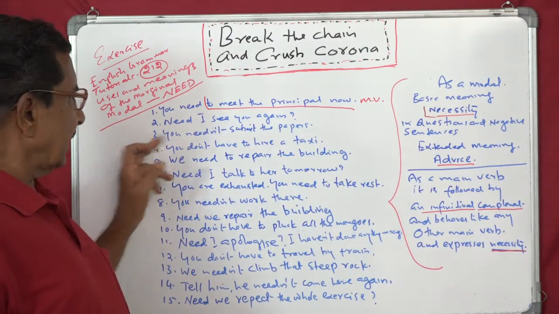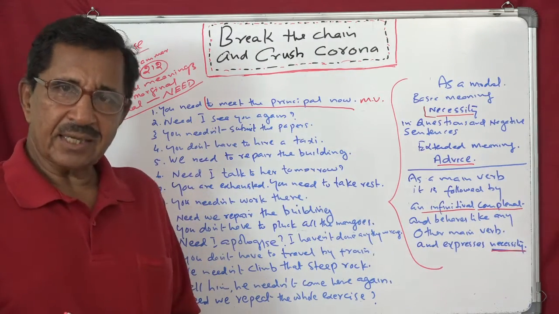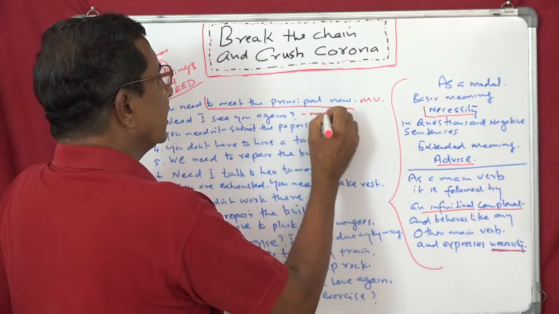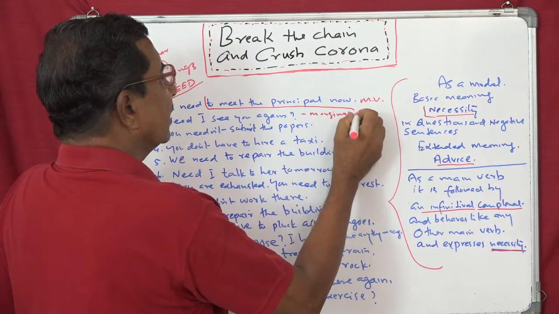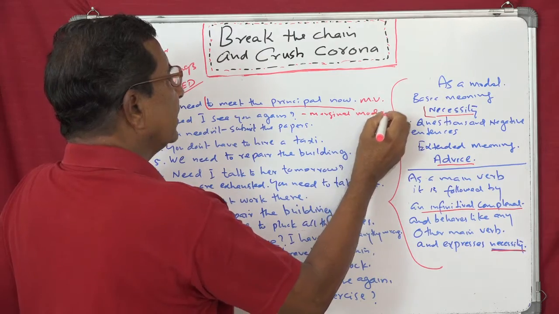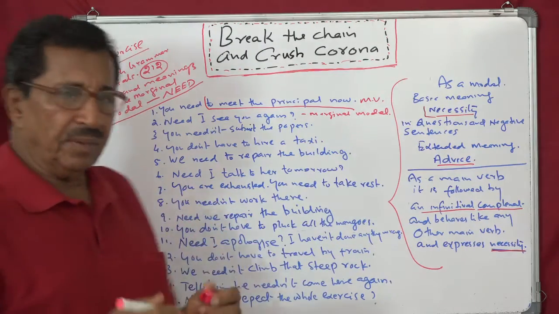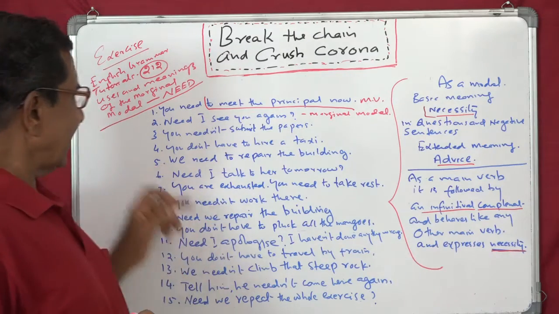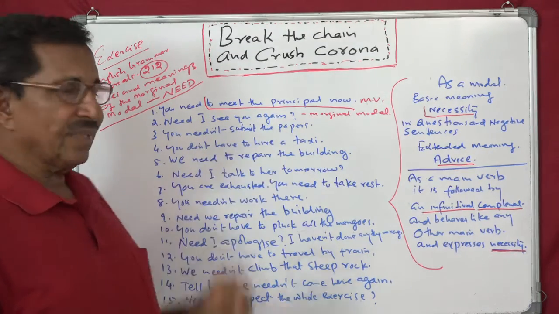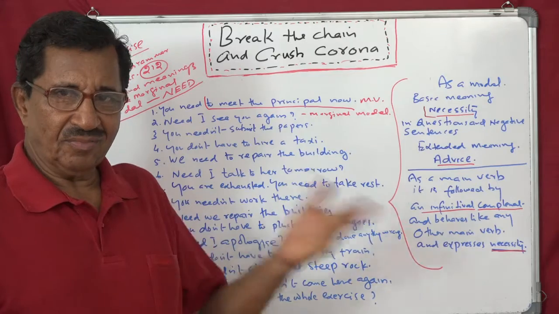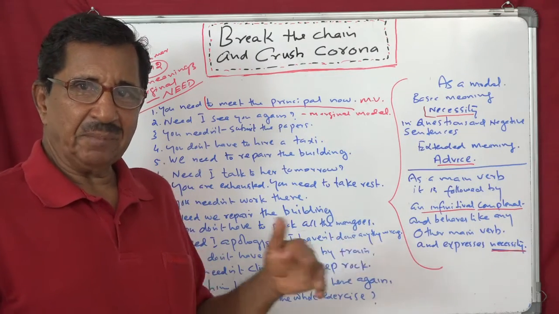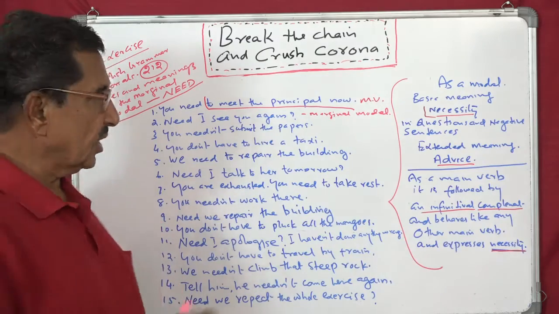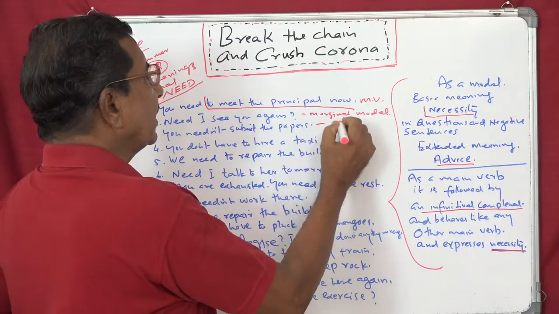Second one, need I see you again? It's a marginal modal, meaning necessity. You can say marginal because it is a question. Why is it a marginal modal? We have seen, because it can be a main verb also. Got the point? Now third sentence, you needn't submit the papers. Negative, so there is absence of necessity. You needn't, negative, so there also it is a marginal modal.